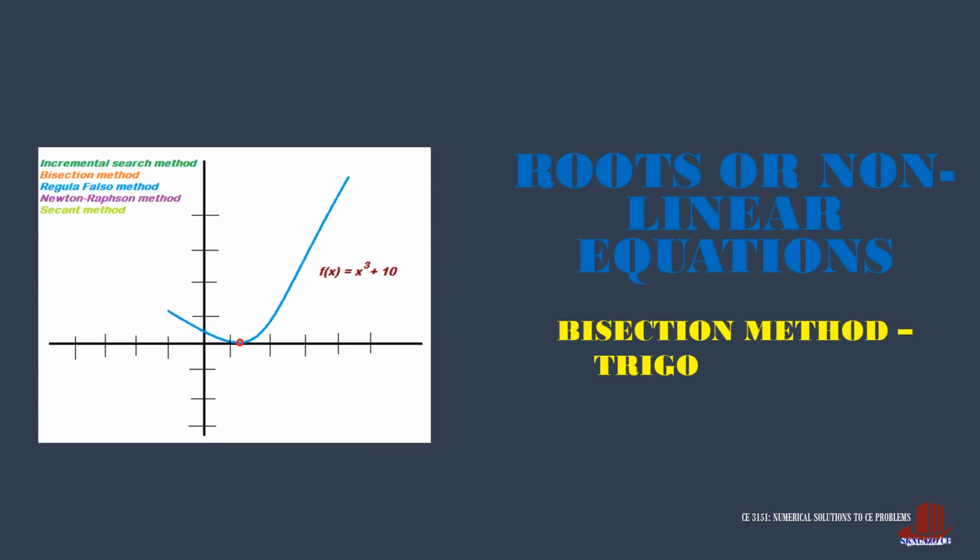When using the bisection method in trigonometric functions, the common unit used is radians. Check out this example here in numerical solutions to see problems.